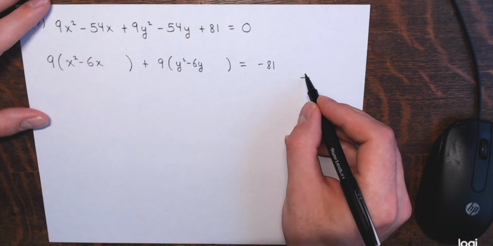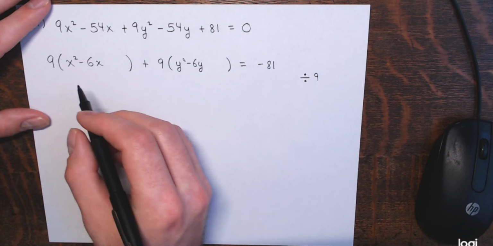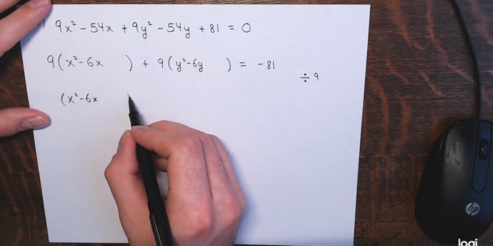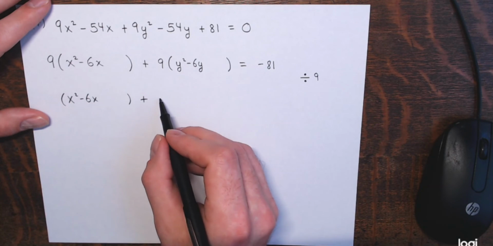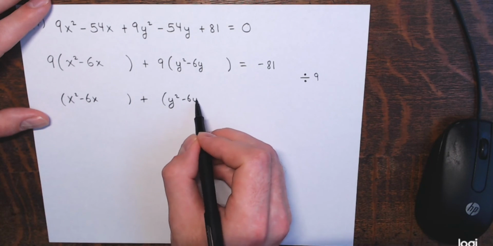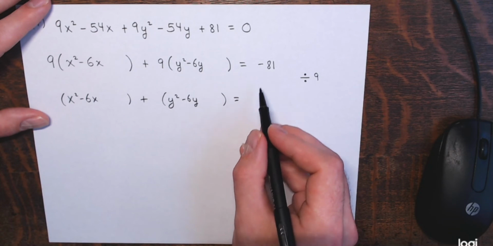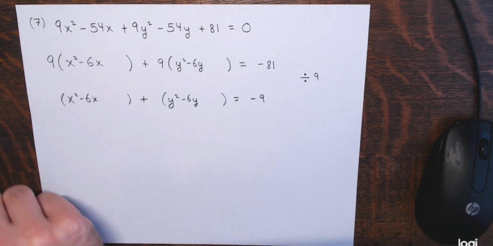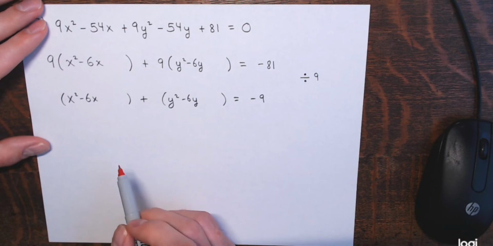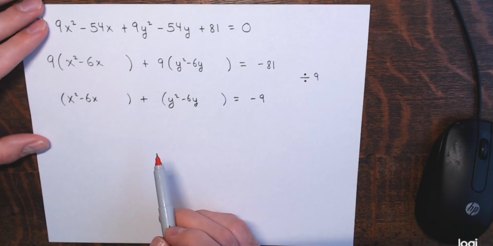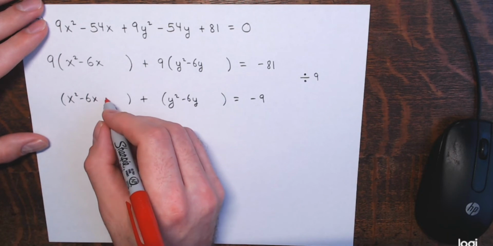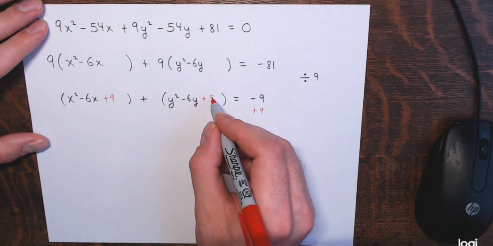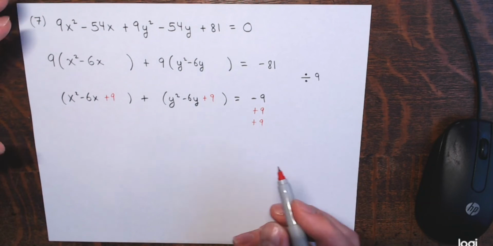multiples of 9. So if I divide by 9 on both sides, this just becomes the quantity x squared minus 6x plus, and then the 9 cancels here too, y squared minus 6y equals, and then dividing this by 9 makes it negative 9. And now comes the completing the square part, and I don't have to worry about what I factored out anymore since I divided through by 9. Here I would add 9 to the other side, same thing here. I would add 9 to the other side.